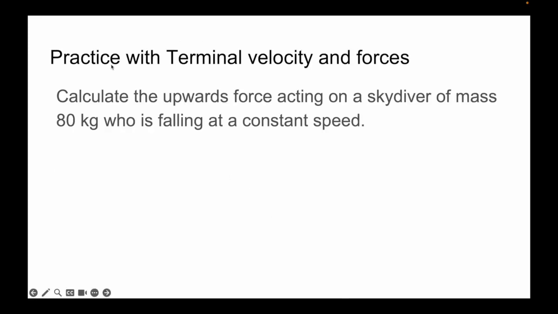So let's take a practice moment here. Pause the video. Let's read it through first. Calculate the upwards force acting on a skydiver of mass 80 kilograms who is falling at a constant speed. Now you can pause the video and come back for the answer.